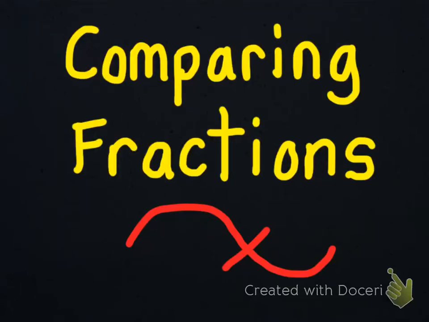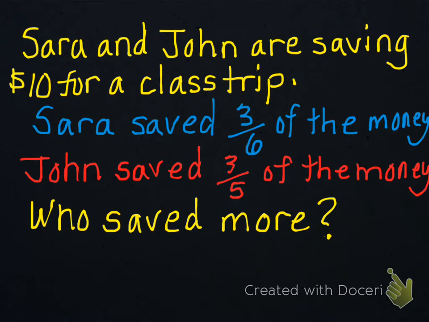Today's lesson is going to be on comparing fractions. Let's take a look at our problem. Sarah and John are saving $10 for a class trip. Sarah saved 3/6 of the money and John saved 3/5 of the money. Who saved more? Well, the first thing we have to figure out is how can we solve this?